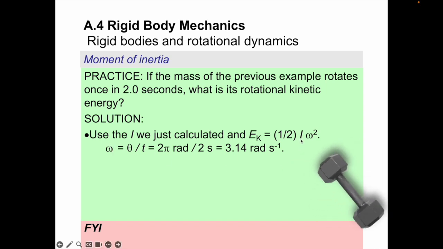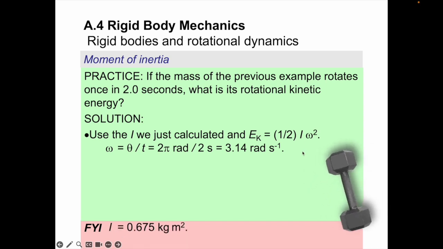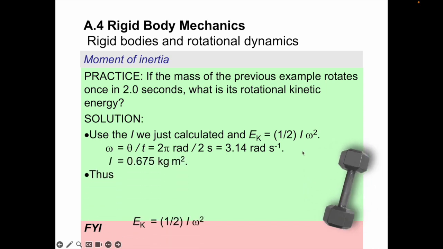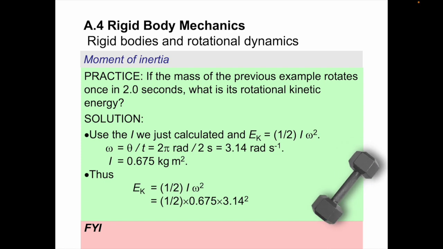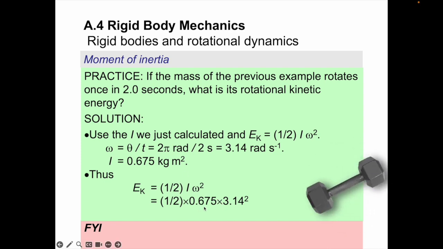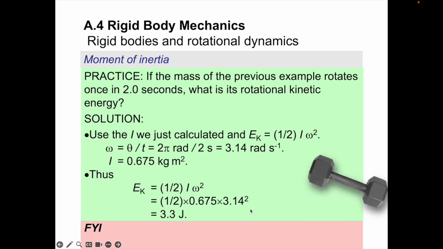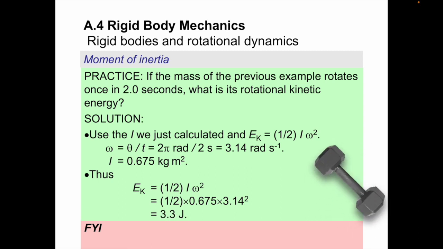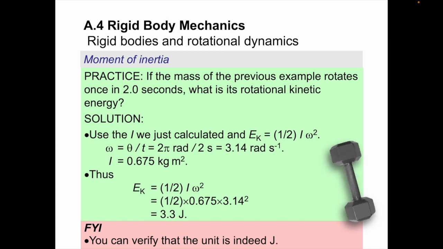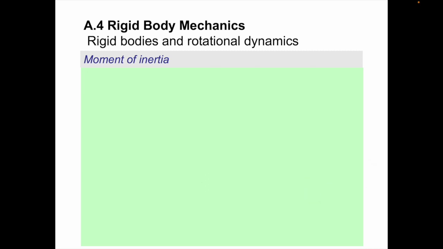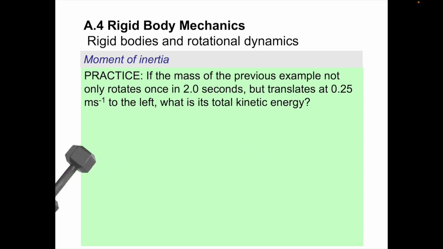So now we've got our I, we've got our angular velocity. Let's plug in. And when we plug in, we end up with our 0.675 times 3.14 squared to give us a final kinetic energy, 3.3 joules. Can you verify this? Let's try another practice question.